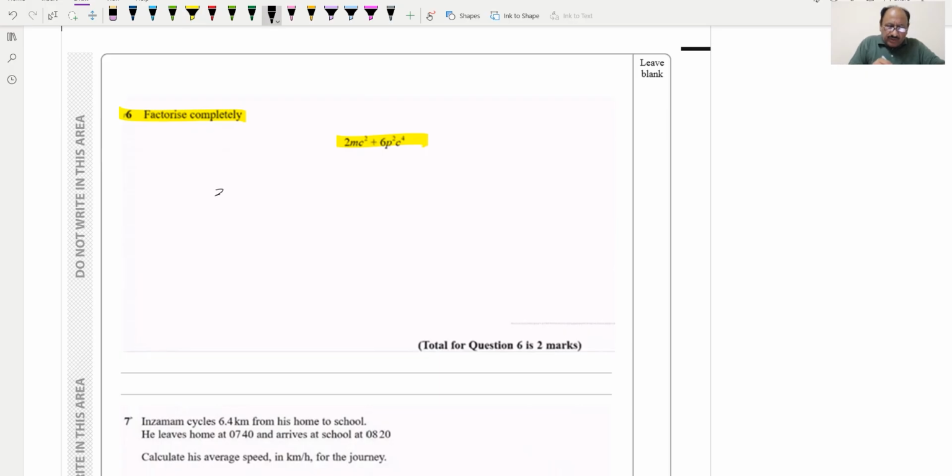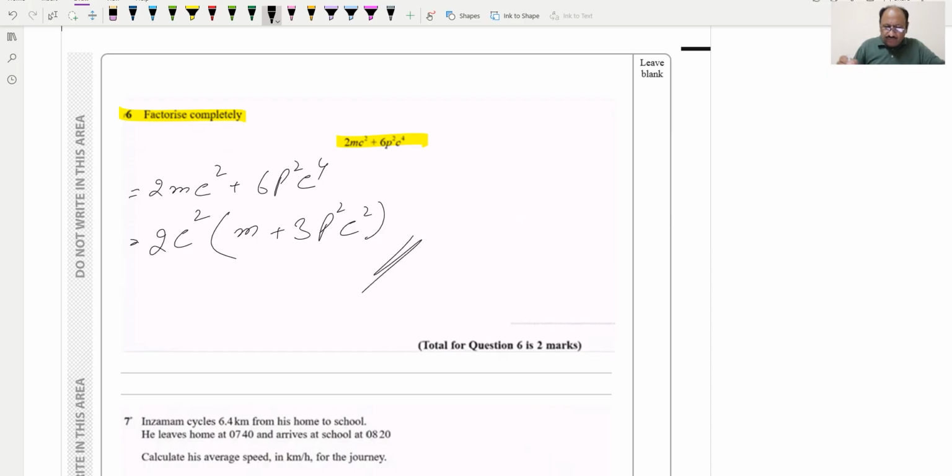So we have to take the maximum common factor. The expression I will rewrite: 2mc square plus 6p square c4. If we take common, 2 we can take common, and c square also we can take common. Inside, the remaining will be m, plus 6 divided by 2 will be 3, and p square and c square, and this will be the final answer for this 2 marks question. Question 6 was 2 marks.